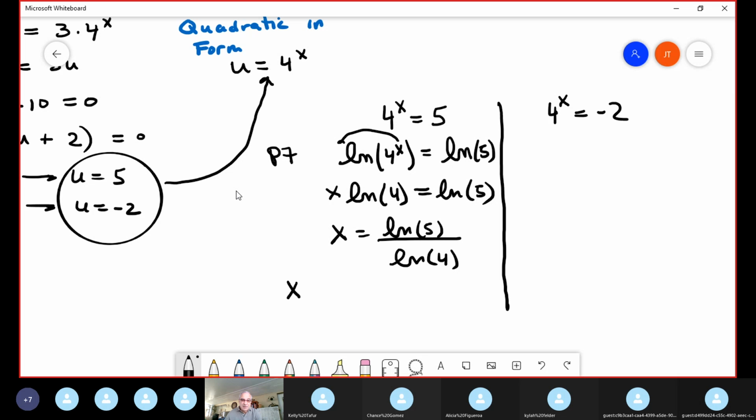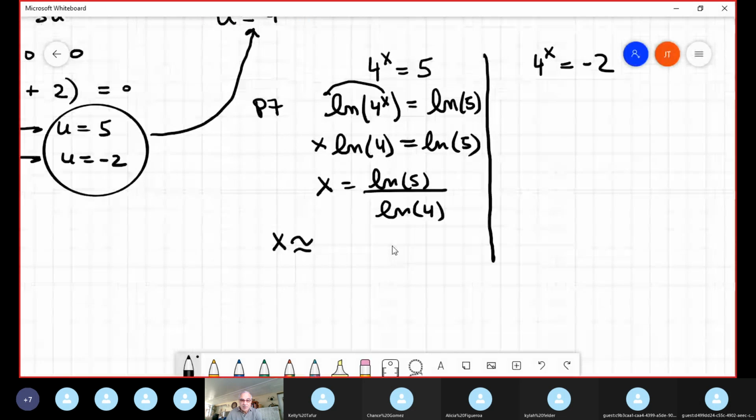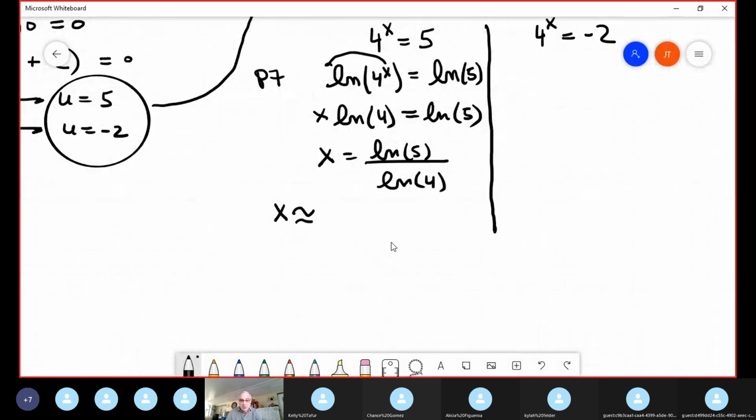Now I need the decimal approximation for this answer. Please help me put it in the calculator, in your own calculator. Come on, everyone working. Put in the calculator natural logarithm of 5 divided by natural logarithm of 4. Remember, we can use natural or we can use common, but some students may prefer doing it that way. The answer doesn't change. It's the same.